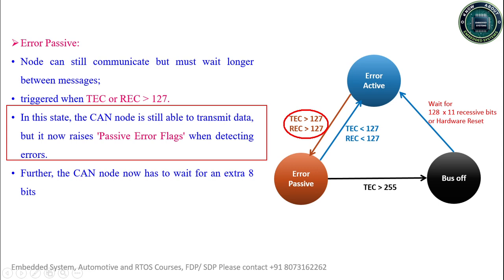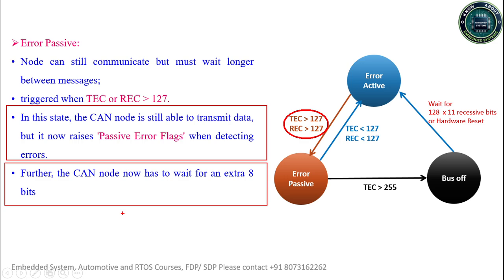Okay, this is the major difference between active state and passive state. In active state, everything will transmit properly without any problem, but in passive state everything will work fine, and the major difference is that it will transmit a passive error flag during the error notification. Also, it has to wait for 8 extra bits in order to receive and transmit data. This is one more difference. So error passive state requires an additional 8-bit waiting time for reception and transmission.